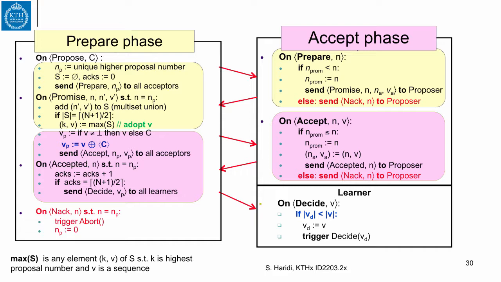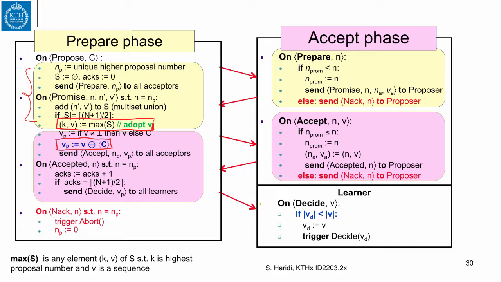On propose, you start the prepare phase and you collect promises, if you remember that. And you collect promises from a majority. This is the prepare phase. And the sequence at the highest round number is adopted. This is the important thing. And is extended, you can see here.